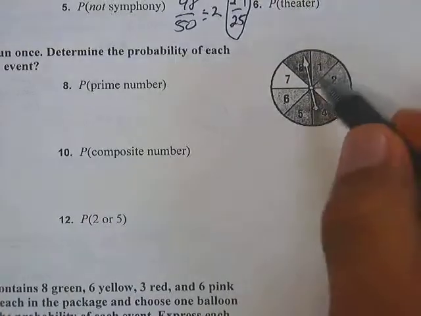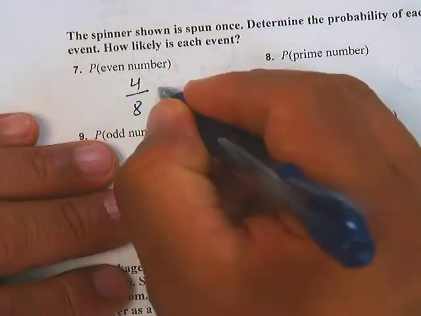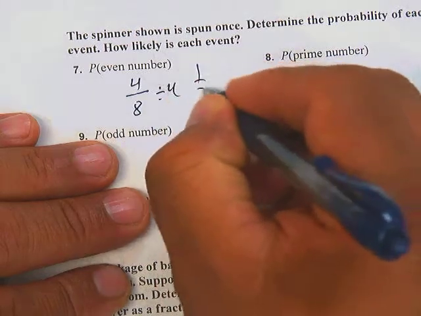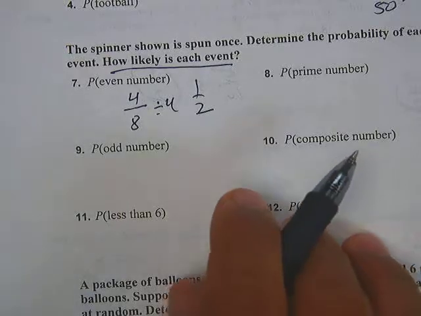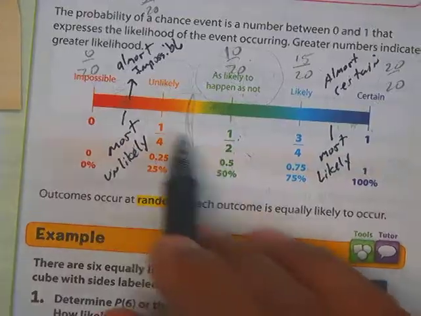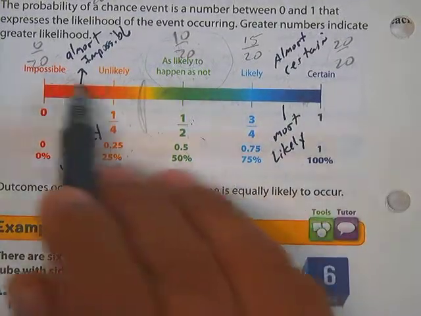Number 7 through 12. You want an even number, you look at the spinner. Well, 2, 4, 6, 8, those are even. That's 1, 2, 3, 4. 4 out of the total is 8 numbers, so 4 out of 8. I can simplify it by 4 and get 1/2.